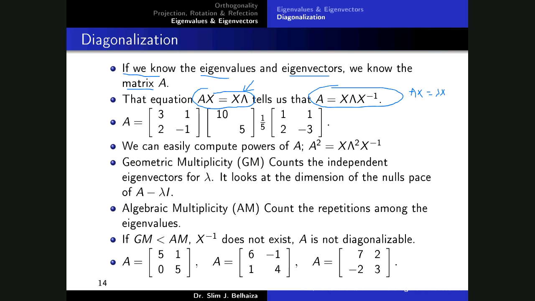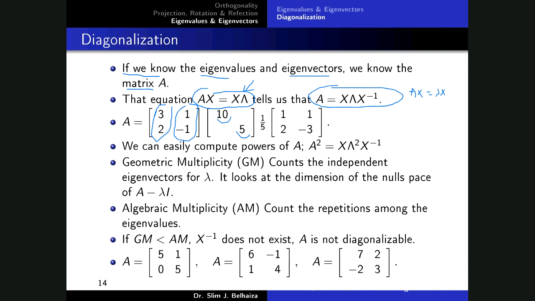Okay? One might observe that this is only possible if X inverse exists. Well, fine, but let's suppose it exists for now. So for example, if you take this matrix, here we're given the two eigenvectors, 3, 2 and 1, minus 1. The eigenvalues 10 and 5 are placed here, and this is the X inverse. We can easily compute our matrix.